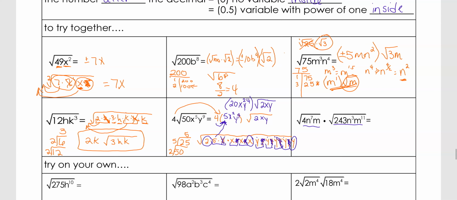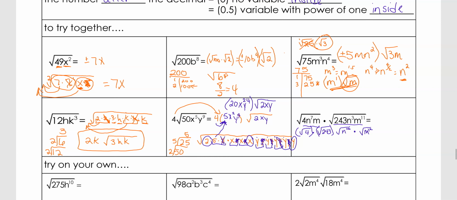So what we actually have to do is combine everything together, or we can factor them separately and see what we end up with. What I would like to do is take the numbers separately and then combine all of the variables inside. So we're going to have the square root of 4 times the square root of 243. And then we're going to multiply the m's and the n's together on the inside. So we have 7 m's in the first term and 3 m's in the second term. So we have m to the 10th. And then we have 1 n in the first term and 11 in the second. So we have n to the 12th.